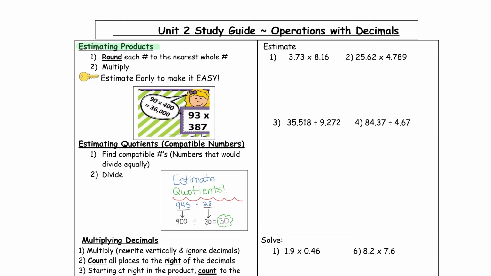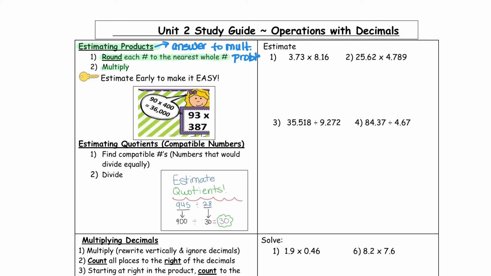So the steps for estimating products, as a review, round each number to the nearest whole number and then multiply. But before we start talking about products, what is a product? You definitely need to know this vocabulary. A product is the answer to a multiplication problem. So it's an answer to a multiplication problem.